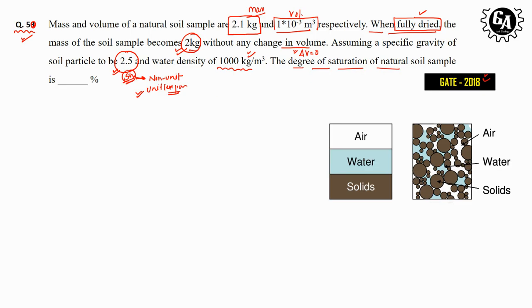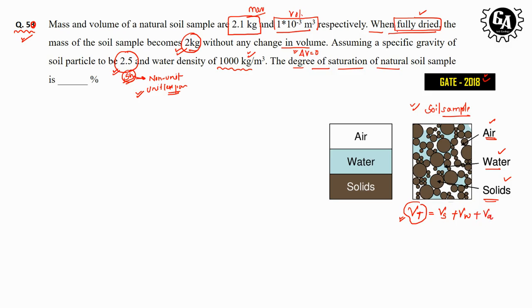And water density of 1000 kg per meter cube, then find the degree of saturation of the natural soil sample. So, if we consider this to be a soil sample, it is expected to have some solid particles, that is the soil, and some water is present there, and air is also present there. If we want to calculate the total volume of the soil sample, it will include the volume of solid plus the volume of water or volume of air present.